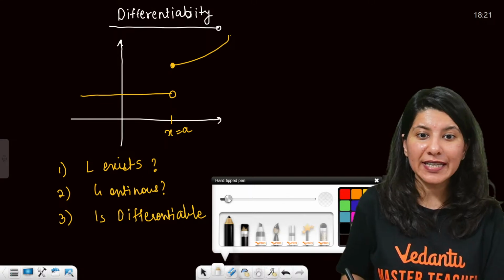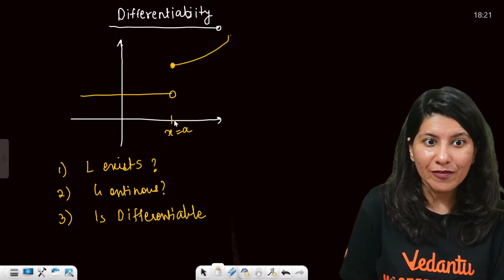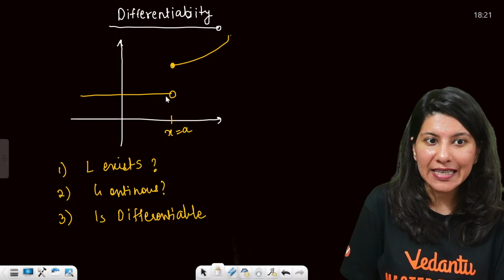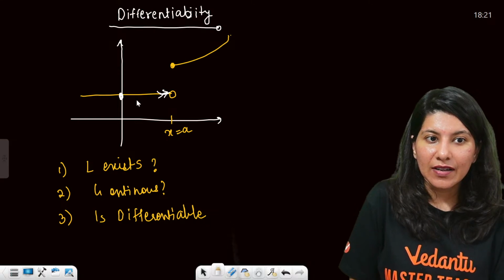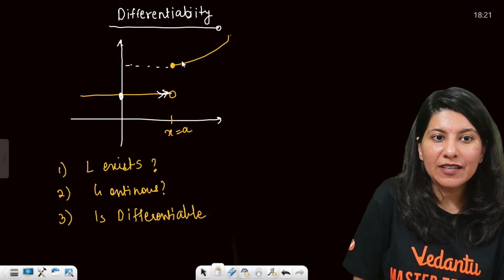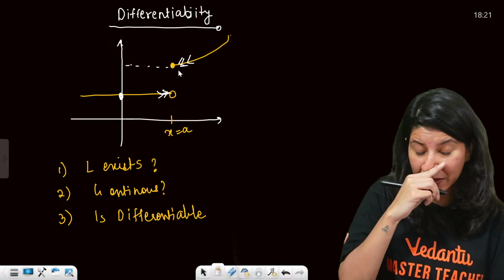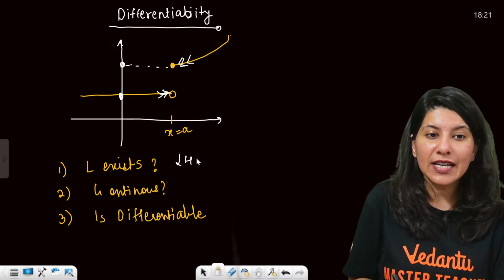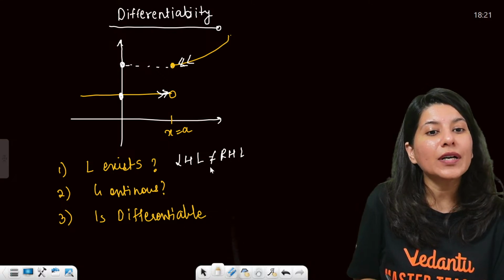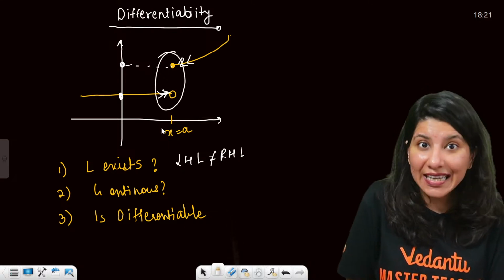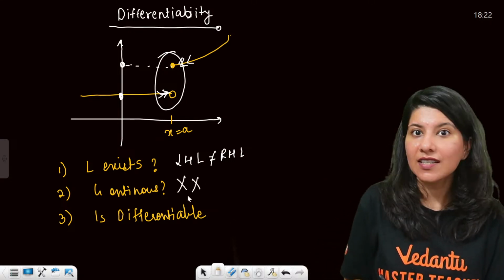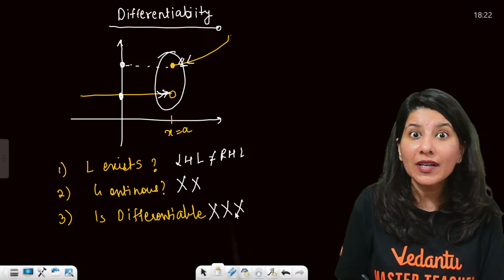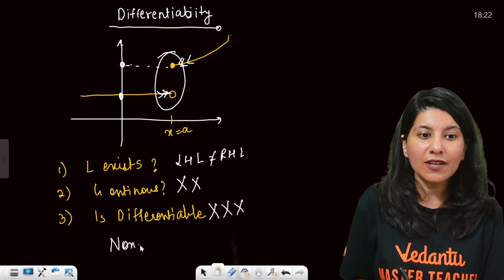Now, does the limit exist or not? Obviously at x equals to a, the left hand limit is different. Can you see the left hand limit is this value? What about the right hand limit? If I approach the function from the right hand side of a, the value is different. So LHL and RHL are not equal in this case. Can you see there is a break in this graph? If there is a break in this graph, then the function is discontinuous definitely, and eventually it is a non-differentiable function. So this is a non-differentiable and discontinuous function.